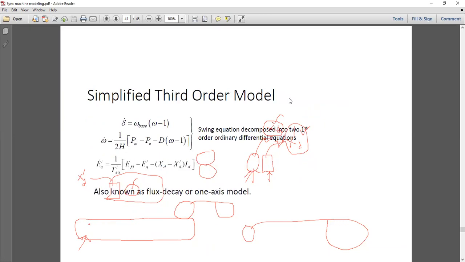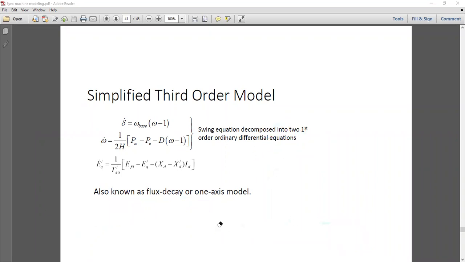And now after combining this third dynamic equation with our previously derived classical model or swing equation model, we have our flux decay model, or the third order model. The first two were already derived earlier. And at the end of the discussion for this slide, we are getting eq dash dot equals 1 upon Td0 prime times Efd minus eq dash minus (xd minus xd dash) into id. In the next class, inshallah, this is the model that we are looking after.